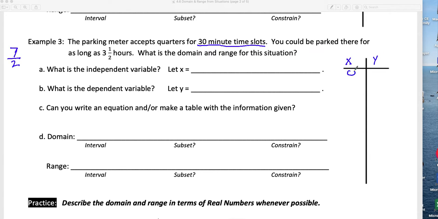I could park there for 0 time at all, but I could be there for 7 half-hour time slots. Well, I'm not going to write 7 halves. That doesn't make any sense to me. These are 7 time periods that are each a half an hour long, or 30 minutes. So we're going to actually just say that our time independent variable here is a number of 30-minute slots. You could say half-hour slots if you wanted to.